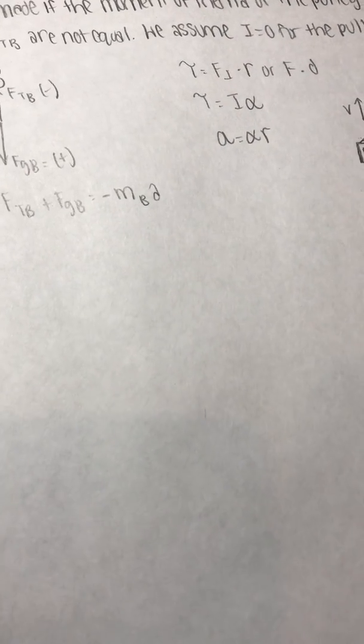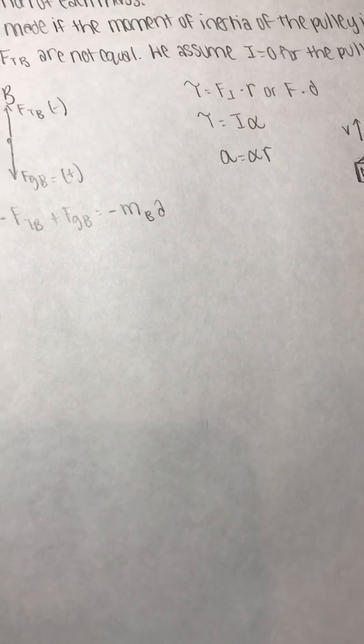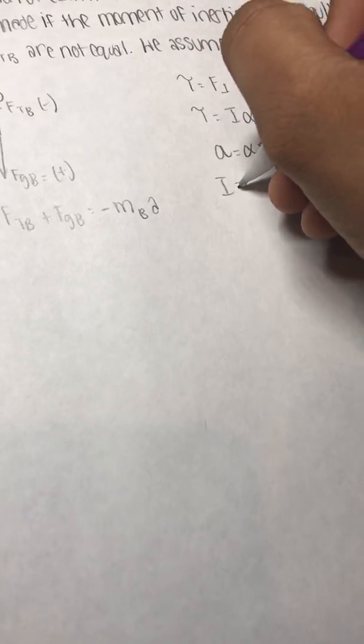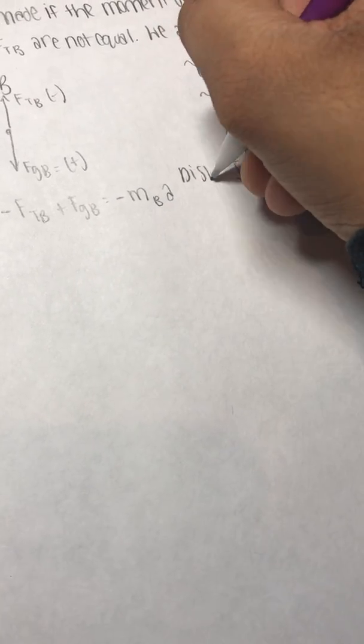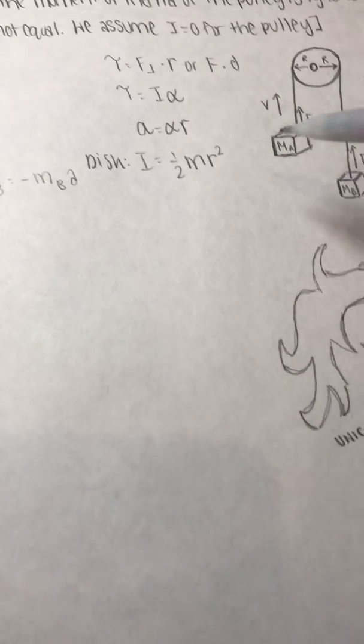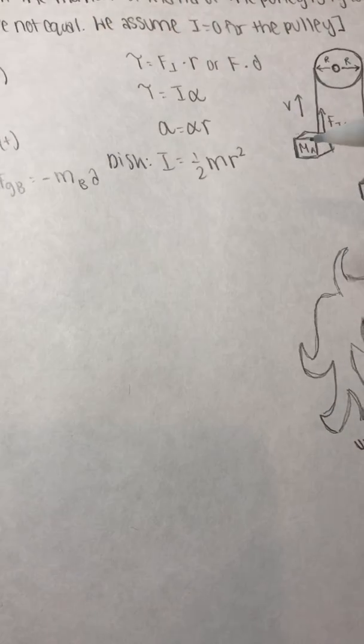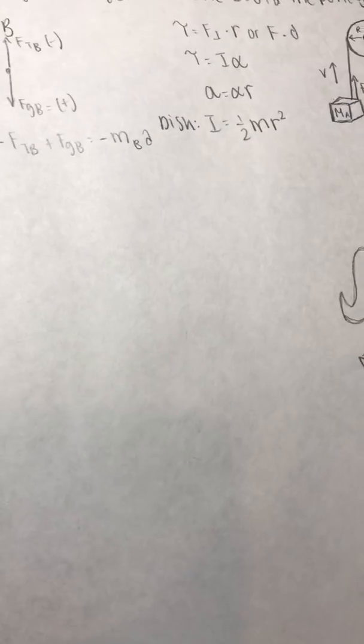And then we know that this isn't provided, but they're always going to provide this to us, that the moment of inertia for a disk is going to be 1/2 mass times r squared. So they're going to provide this, but they didn't for this problem, so I searched it up, and that's going to be our moment of inertia equation.